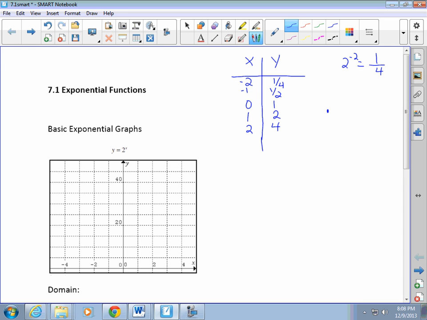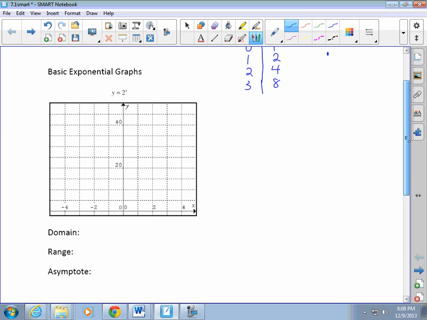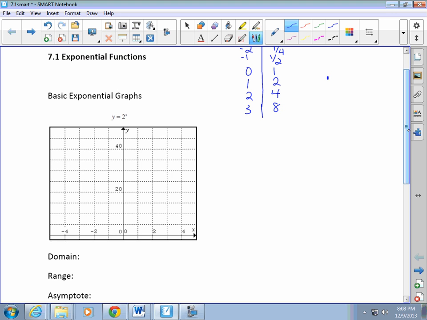I could go 2 to the power of 3, and that would give me an 8, because it would be 2 cubed. So like I was saying, if my x value kept getting smaller, if I did 2 to the power of negative 5, that's going to be 1/32. So that number is getting smaller and smaller, and I could keep putting in 2 to the power of negative 1,000. That number would get smaller and smaller, closer and closer to 0, but it's never going to touch 0. So when you go to graph this, you will have an asymptote at that 0.